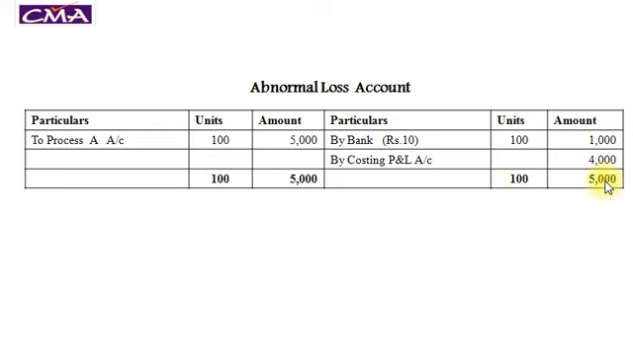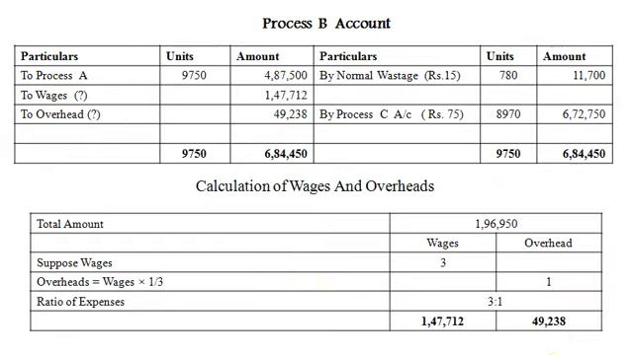And now we will prepare process B account. Process B account debit side, to process A account transferred 9,750 units and 4,87,500 rupees. Then by normal wastage 780 units at rupees 15, that is 11,700. And by process C account, 8,970 units at rupees 75 already available, amount 6,72,750. In this process there is no abnormal loss or abnormal gain.